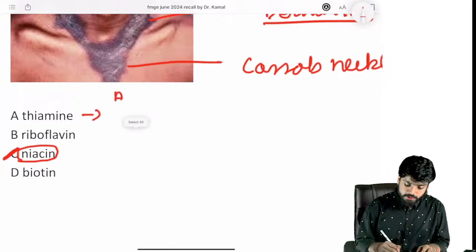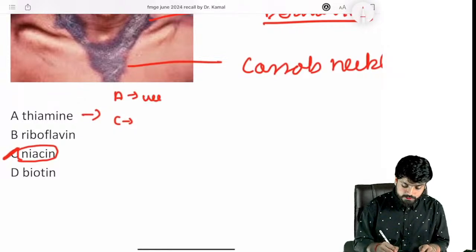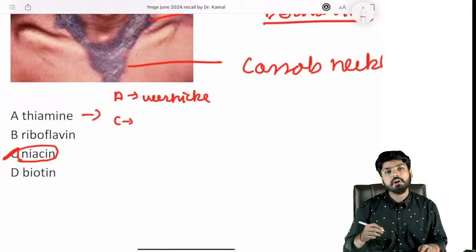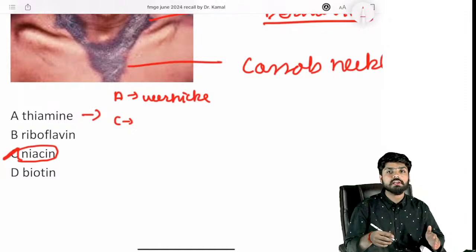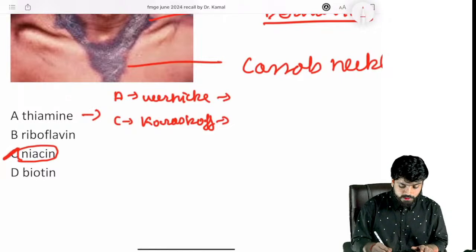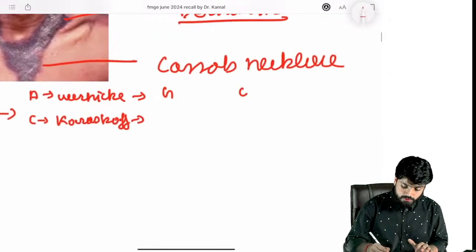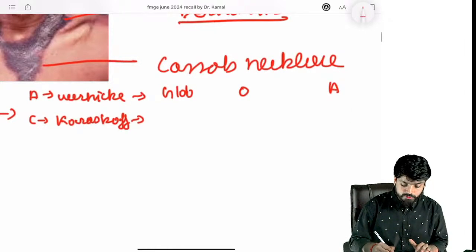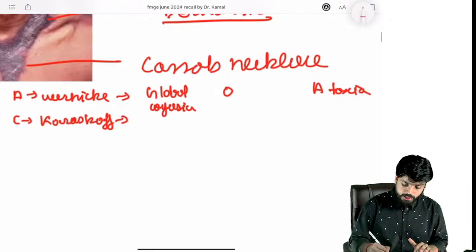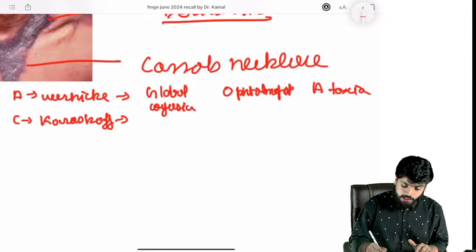We can simply remember it by either it's going to be acute or chronic. For acute we have Wernicke's, and by the sound of chronic, C for chronic and K for Korsakoff. So we have these both. Now we remember that Wernicke has GOA, that is global confusion, ataxia and ophthalmopathy. How ophthalmopathy comes here is nystagmus.